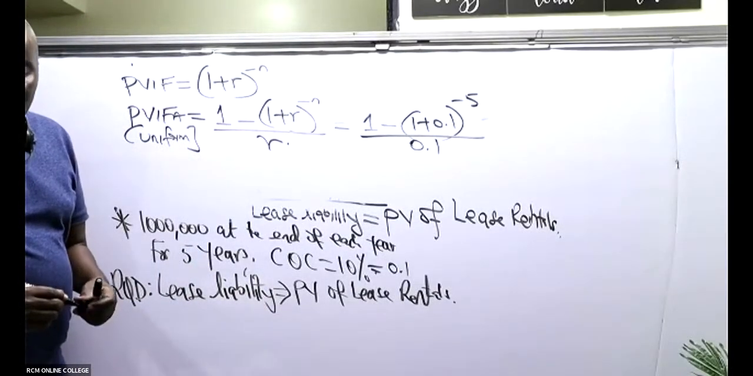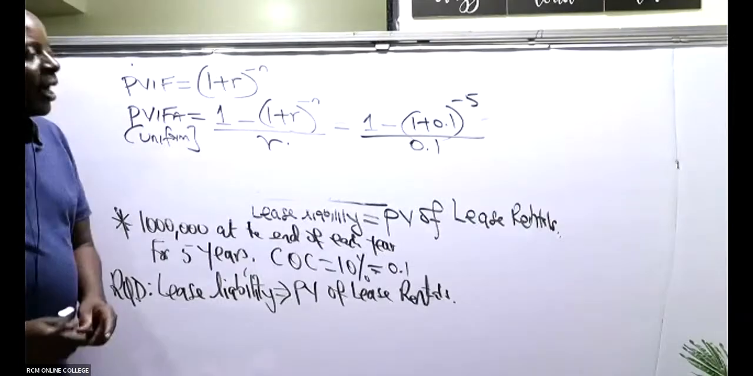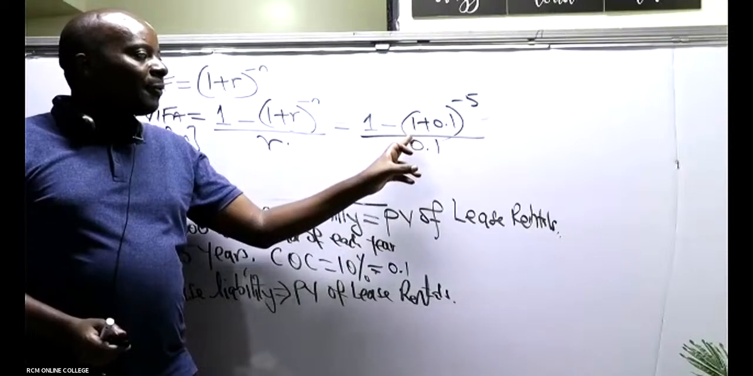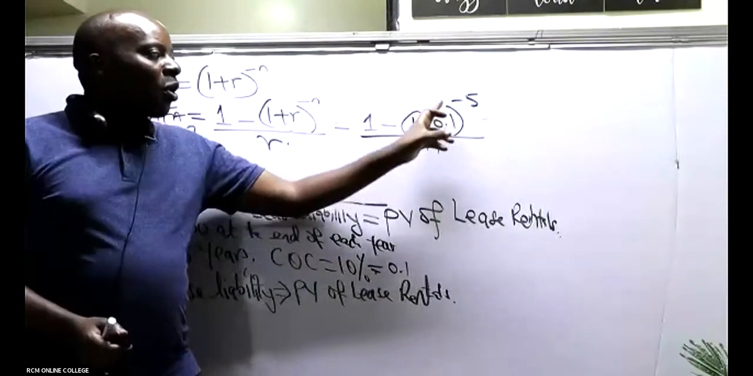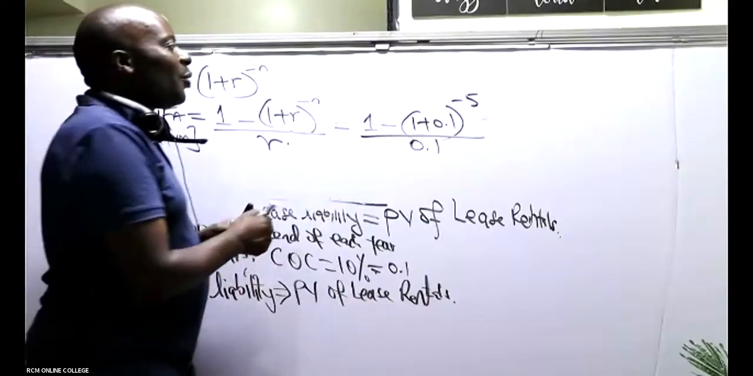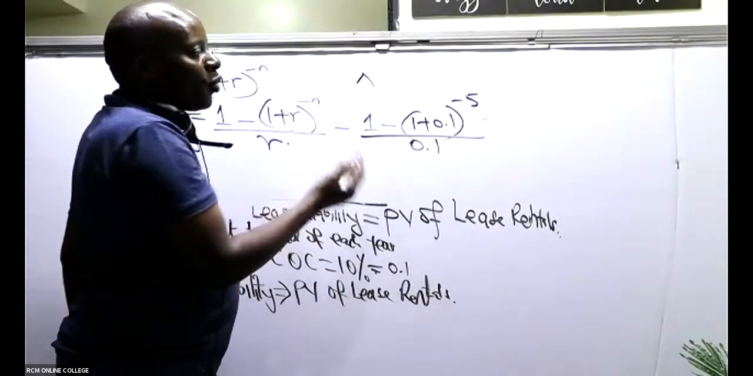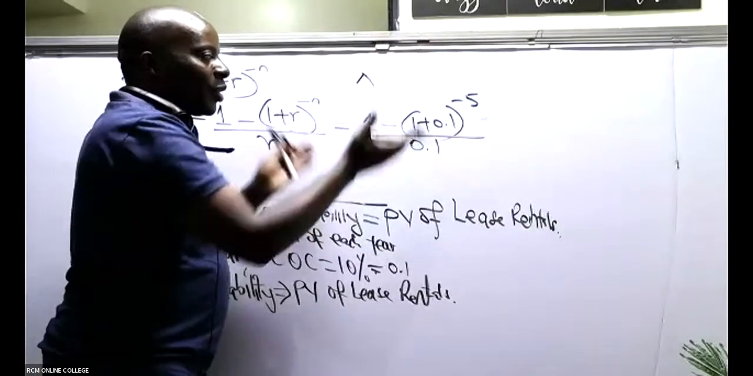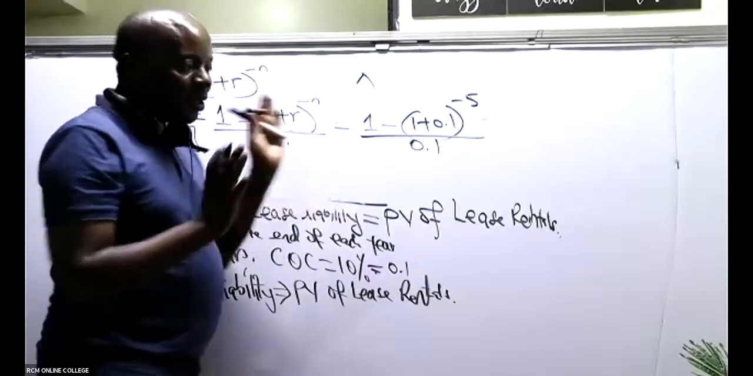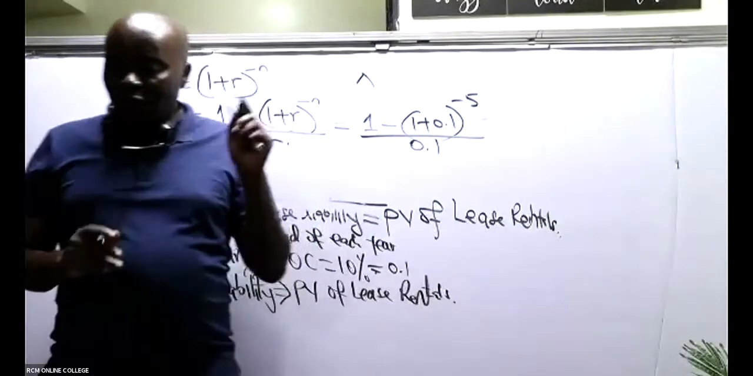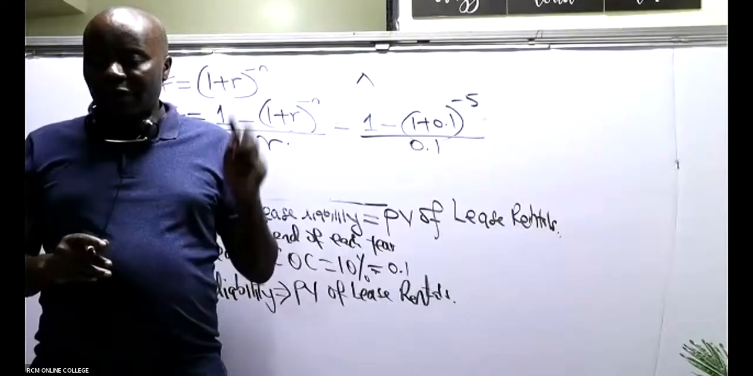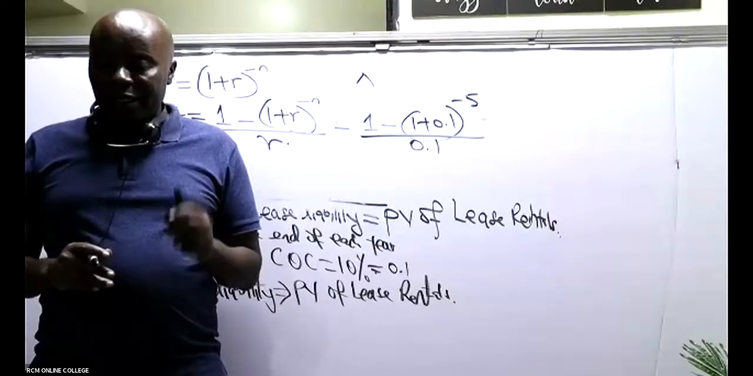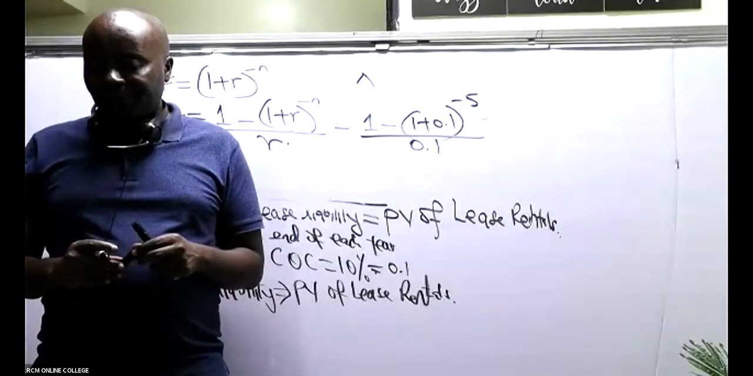Is there somebody, ladies and gentlemen, who can pick their calculator and do the following? Say 1 minus, open brackets, 1 plus 0.1, close. Then you say raised, you'll see x raised to 1 there, so you say raised to negative 5, and then you say equals first. Before anything, you must say equals. And then at the end, you say divided by 0.1. So we have Mombi, who is able to give me 3.7908.